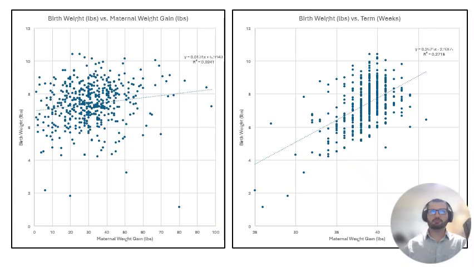So the ones that were factors were maternal weight gain, which makes sense. It had a slight positive increase along it, and the term was the strongest factor, which is clearly indicated to have a positive influence, which makes sense. The longer the term is, the longer the baby has a chance to grow.